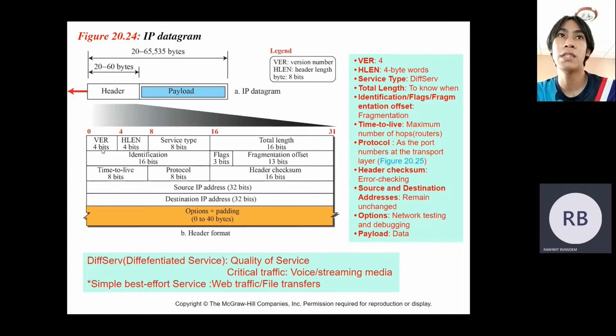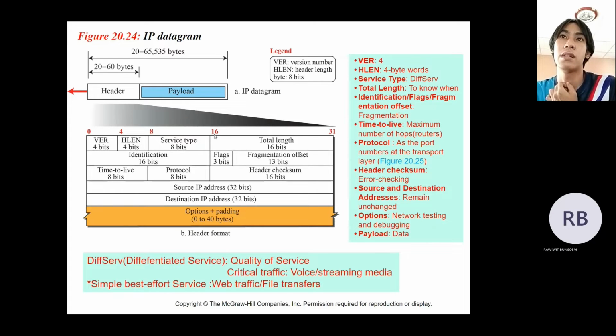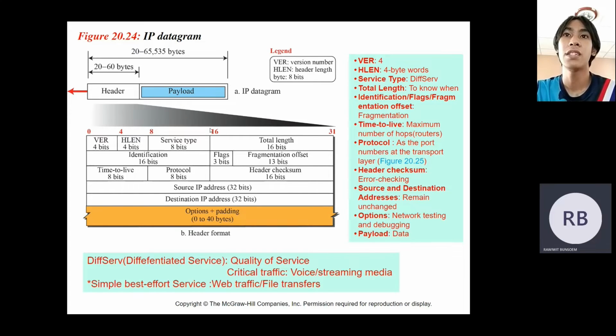VER is 4 bits and HLEN is 4 bits, combined 8 bits. Service type is 8 bits, combined 16 bits. Total length is 16 bits. The next field is identification, 16 bits.